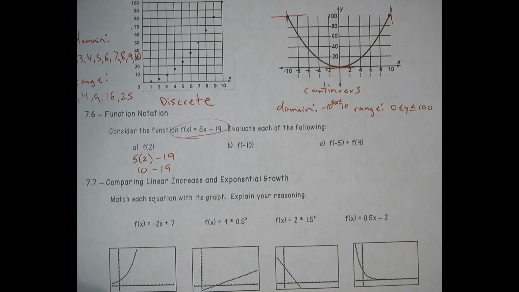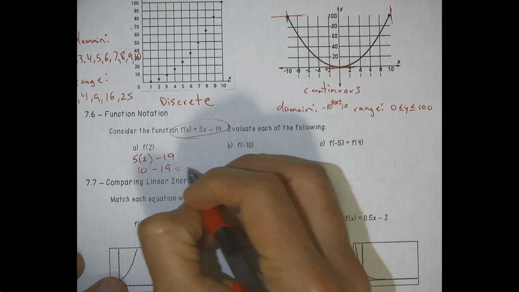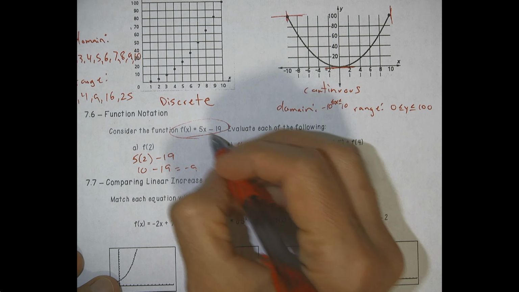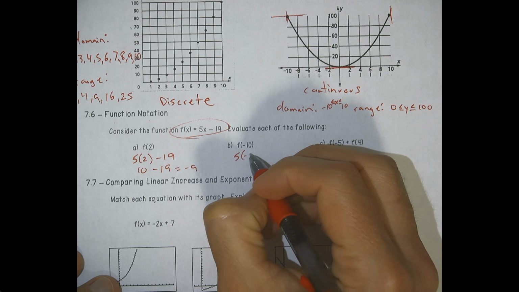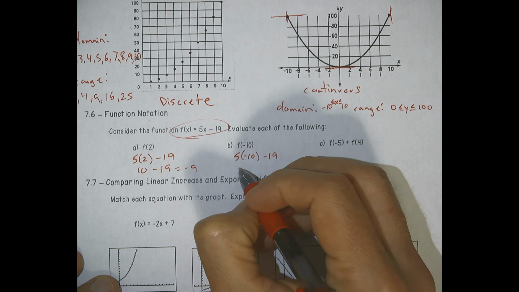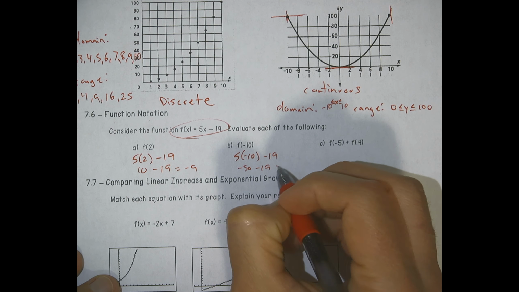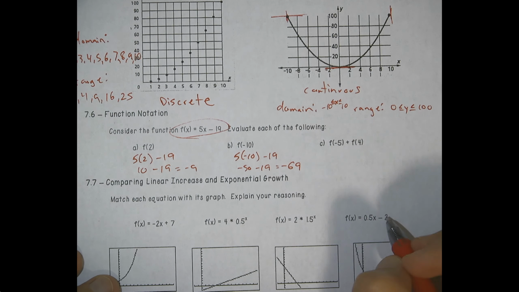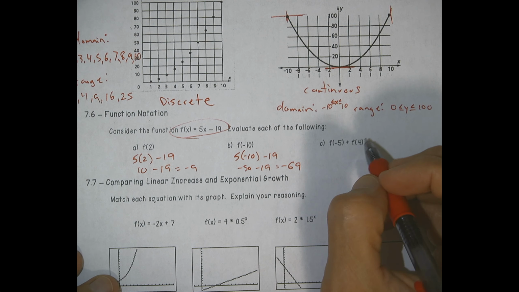10 minus 19, and so we're going to have negative 9. When I have f of negative 10, I'm plugging in negative 10. So 5 times negative 10 minus 19, so that's negative 50 minus 19. That's negative 69. And then over here, we have to solve this separately.